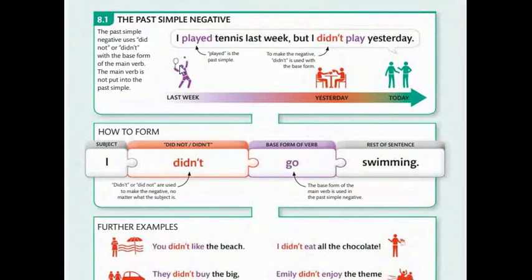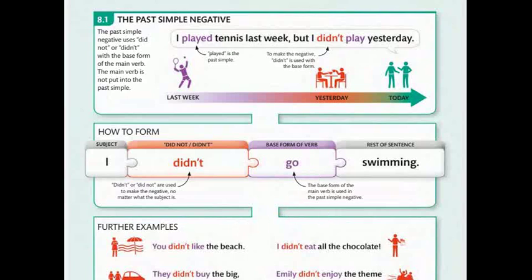Let's look once more. I played tennis last week. Yes, last week is past simple. But I didn't play yesterday. For yesterday we use the negative form. How to form: subject, didn't, base form of verb, rest of sentence.